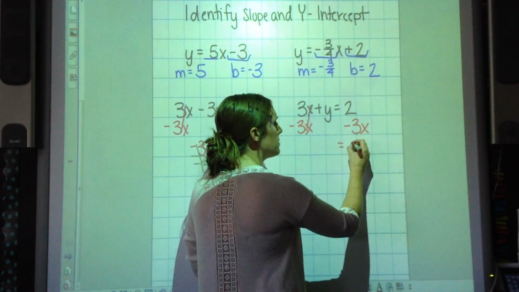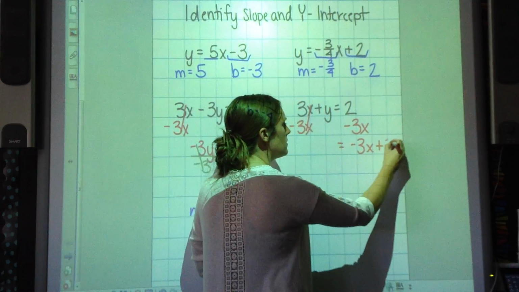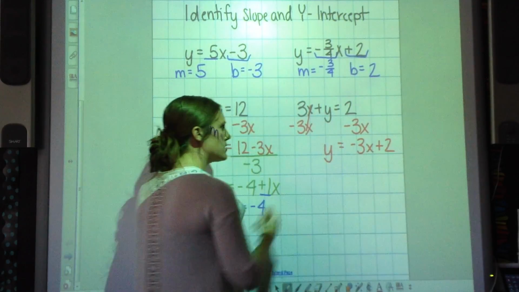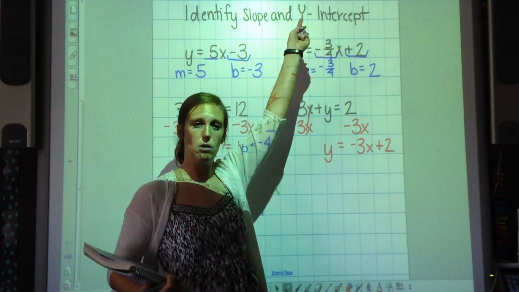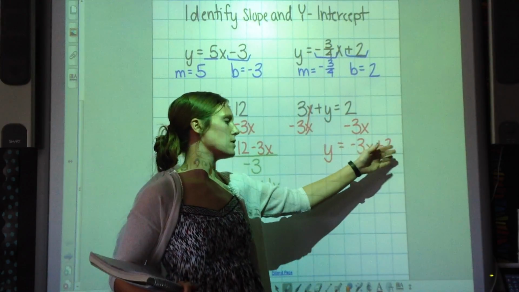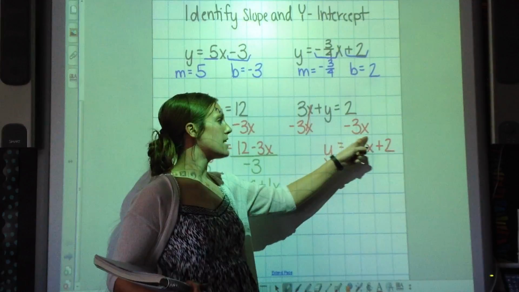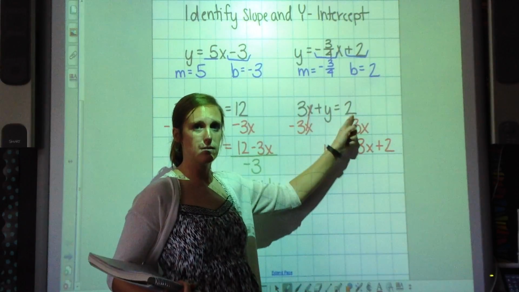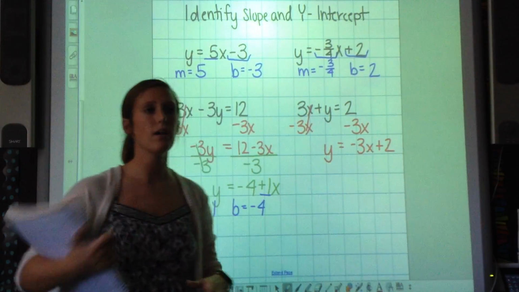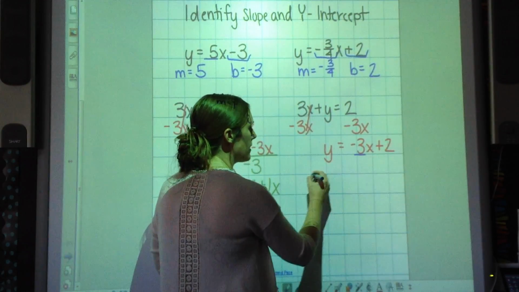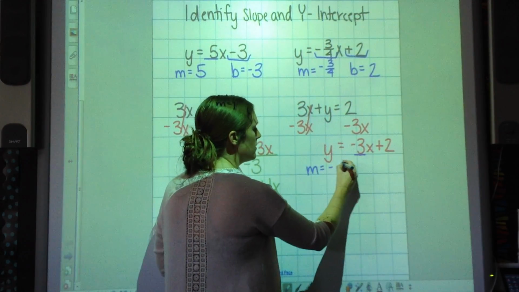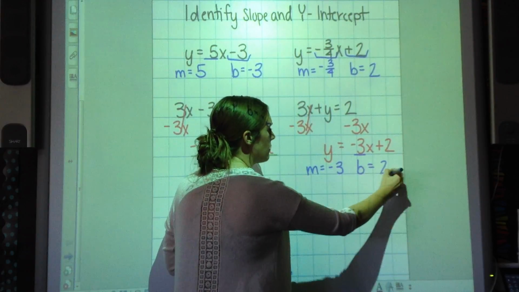Notice what happens if I put this term first. Okay, now y is by itself. This time, this looks like the equation that we wrote first, meaning the slope is first and the y-intercept is second. It does not matter the order in which you write this. It matters though when you identify your m and your b that the m is connected to the x and the b is by itself.